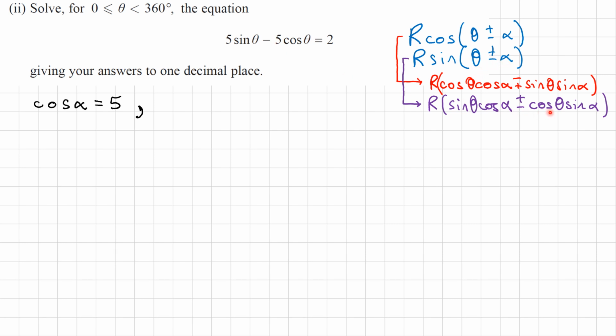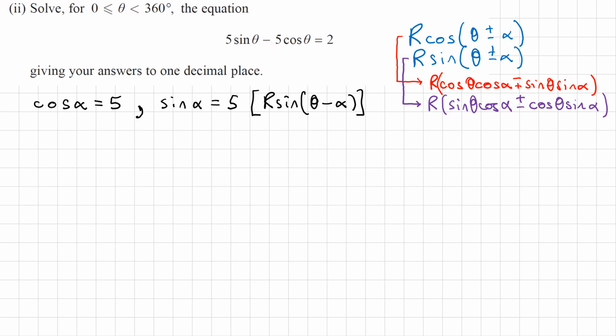And then I've got cos theta there, and then sine alpha, and sine alpha is going to be 5. Now the reason why sine alpha is going to be 5 and not minus 5 is because I'm going to be using the expansion of r sine theta minus alpha. So the expansion has a minus sign, which matches with the minus sign here. So sine alpha will be positive 5 because we've already got a negative from the expansion.